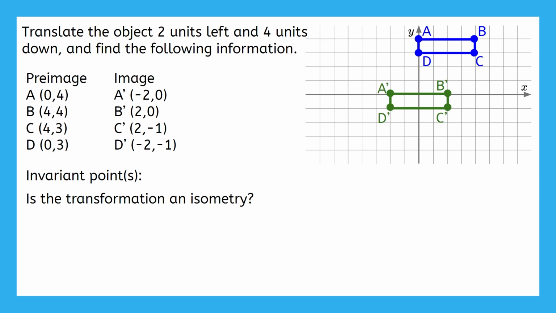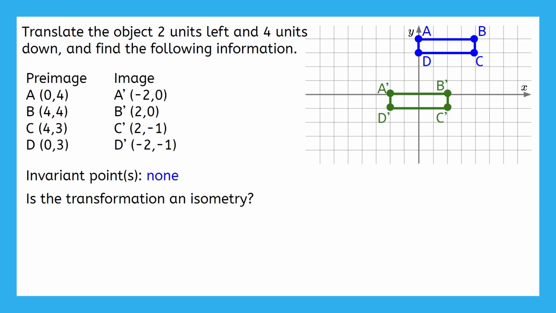Anyway, next we have to find any invariant points. Are there any points on this pre-image that didn't move to a new location to create the image? No. All points on the original rectangle moved to different coordinates. Could you think of a translation that does have invariant points? Unlike reflecting, translations force every point on the pre-image to move in at least one direction. Therefore, translations will never have invariant points. So, for this entire lesson, we can put none for invariant points.